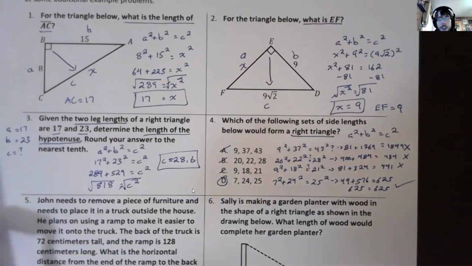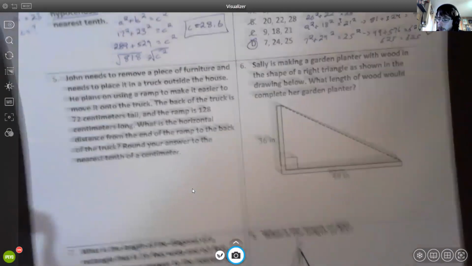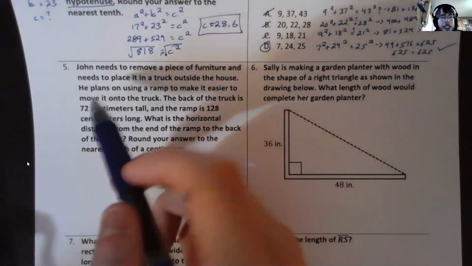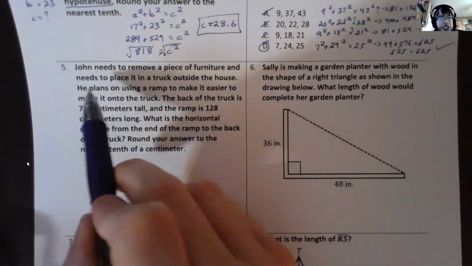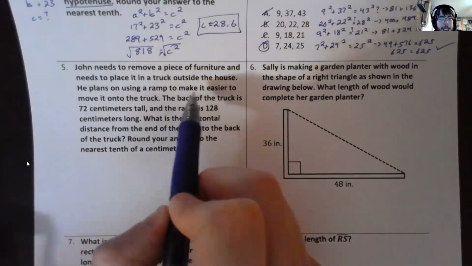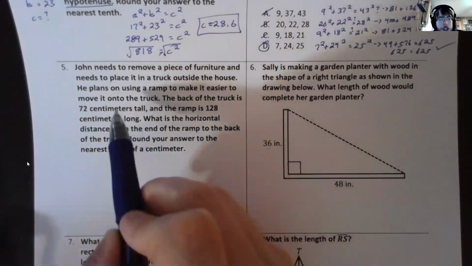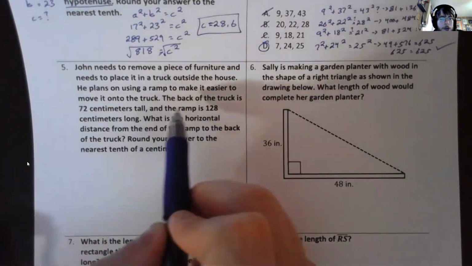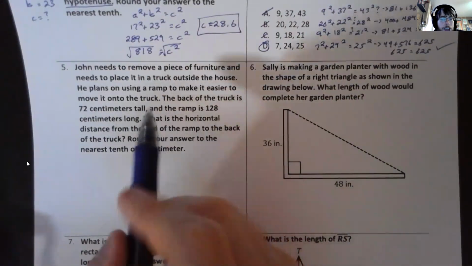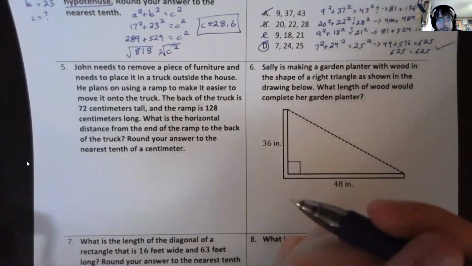All right, now let's look at number 5. And every single person that just looked at number 5 is groaning because it's a word problem. So it says John needs to remove a piece of furniture and needs to place it in a truck outside the house. He plans on using a ramp to make it easier to move it onto the truck. The back of the truck is 72 centimeters tall, and the ramp is 128 centimeters long. What is the horizontal distance from the end of the ramp to the back of the truck? Round your answer to the nearest tenth of a centimeter.